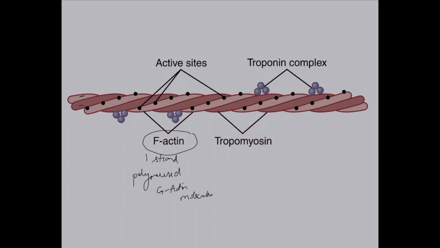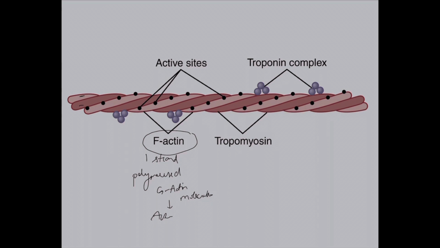Attached to each one of the G-actin molecules is one molecule of ADP. The ADP molecules are the active sites on the actin filaments, where the cross bridges of the myosin filaments interact to cause a muscle contraction.